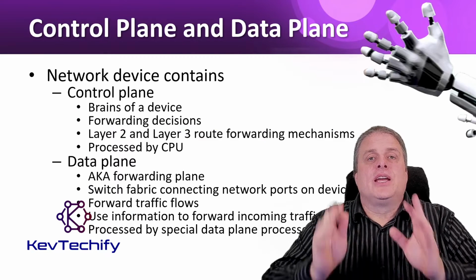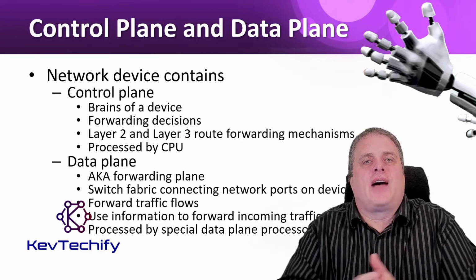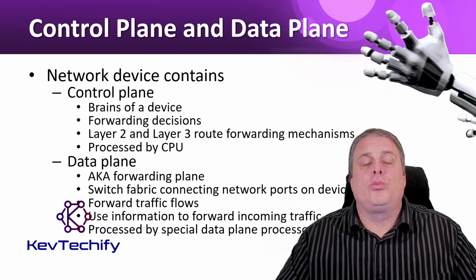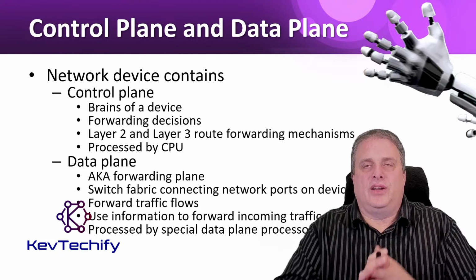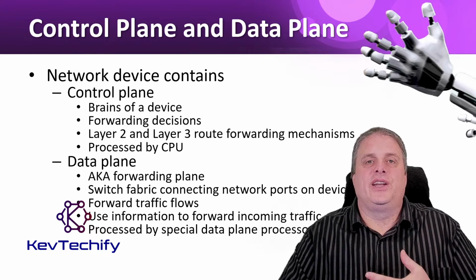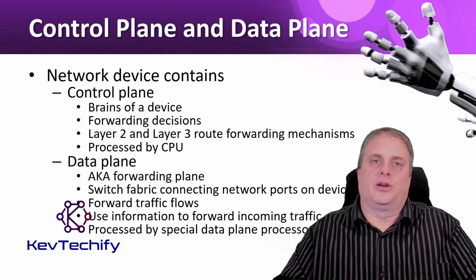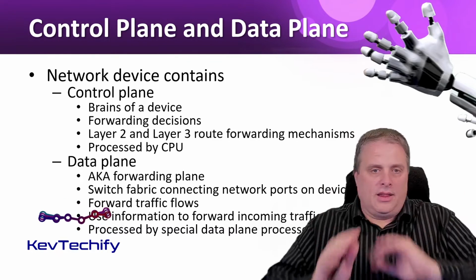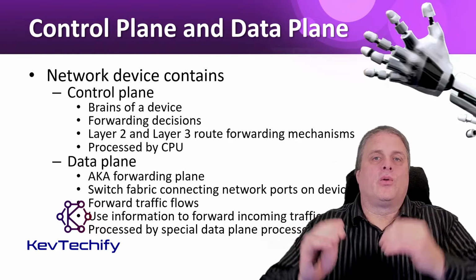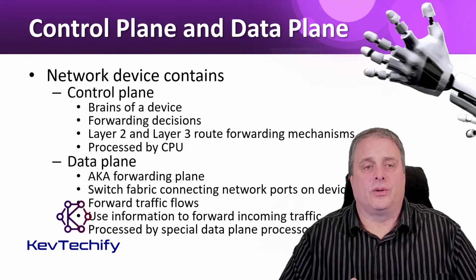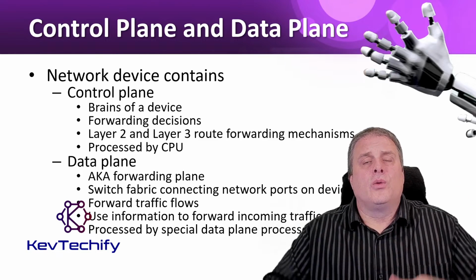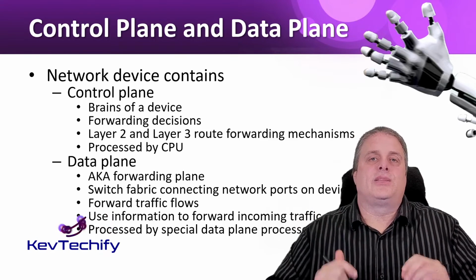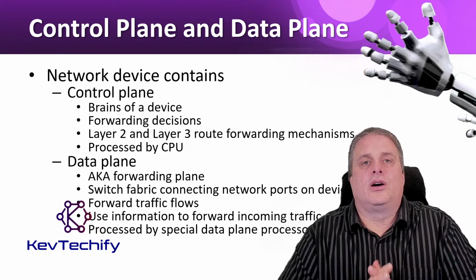A networking device contains two planes or areas of operation. The first one is the control plane. The second one is the data plane. The control plane is the brains of that device. It has the thinking. It makes the forwarding decisions. Do I forward it out this port? Do I look at my MAC address table on a switch and then decide what ports to send this out? On a router, I look at my routing table. Where do I send this out? Layer 2 and Layer 3 routing forward mechanisms is what the control plane does. This is all processed by the CPU, the thinking part of your router.